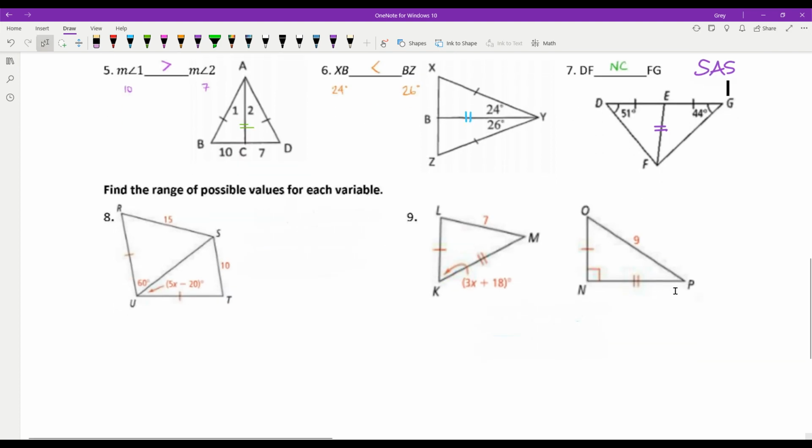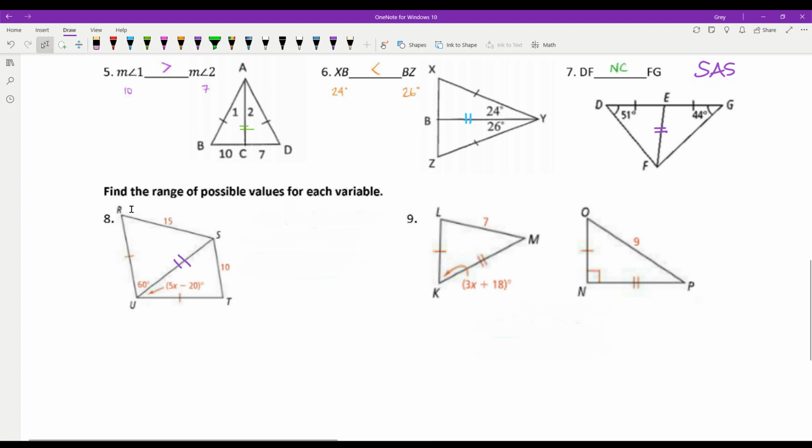All right, last two problems. Find the range of possible values for each variable. So I have two triangles here, and I can see that two sides are congruent. And of course, I know that this side is congruent to itself. And then they tell me the third side. So the third side, 15 is larger than 10. So that means 60 has to be larger than 5x minus 20.